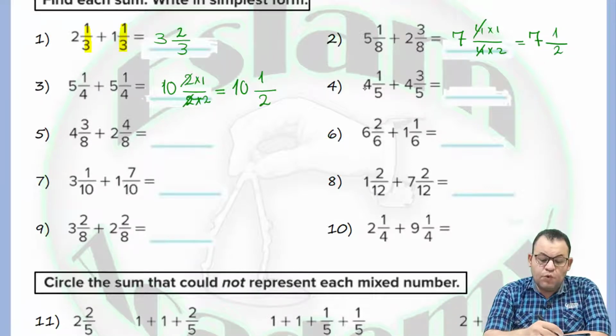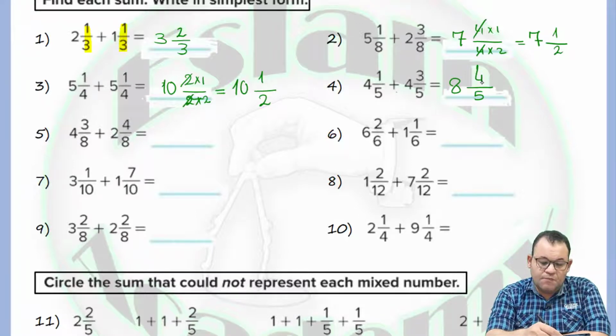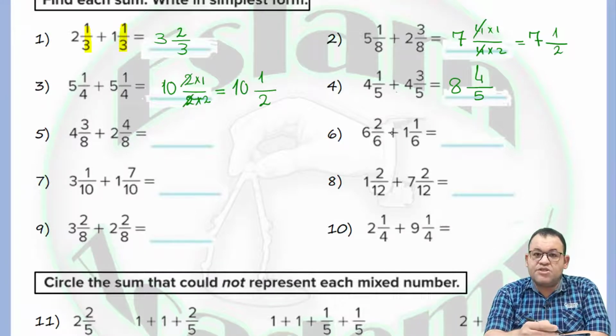In question number 4, we have 4 and 1 over 5, plus 4 and 3 over 5. We add the whole numbers at first, so 4 plus 4 equals 8. Now we need to add the two fractions. The two fractions have the same denominator, so just write 5, and 1 plus 3 equals 4. After we finish adding, look at the fraction 4 over 5. It is in the simplest form, because there is no common factor between 4 and 5 except 1.